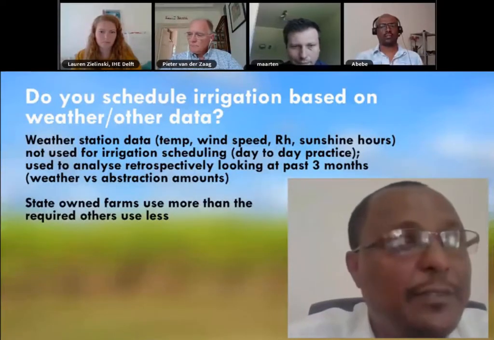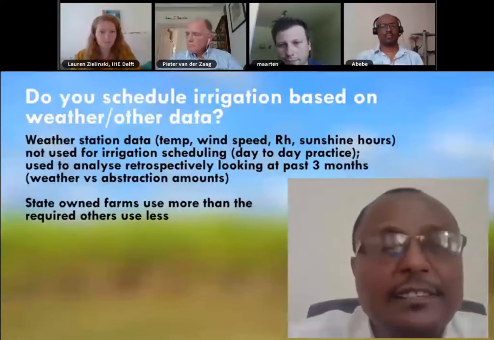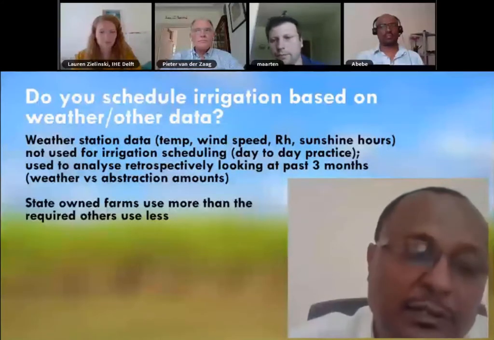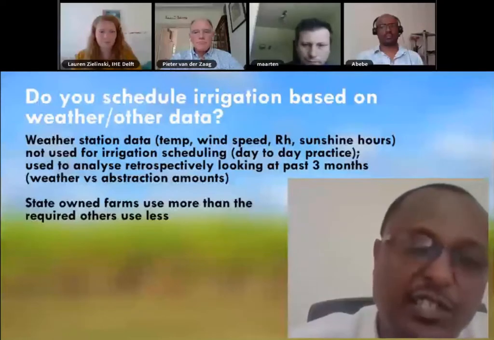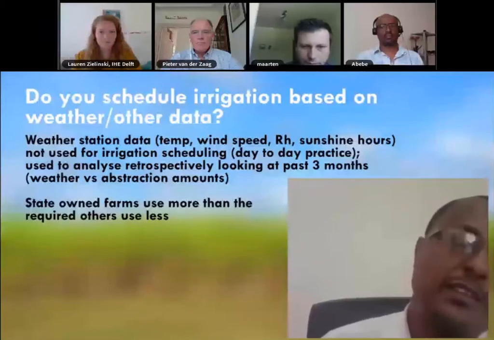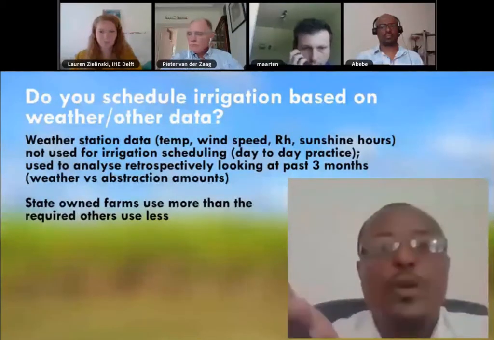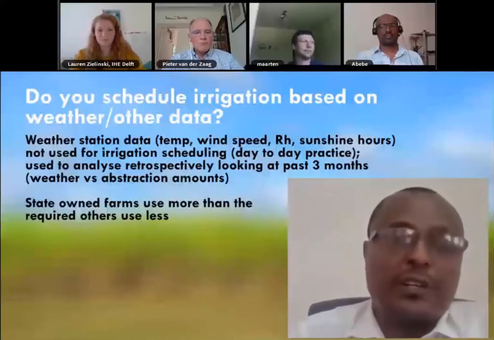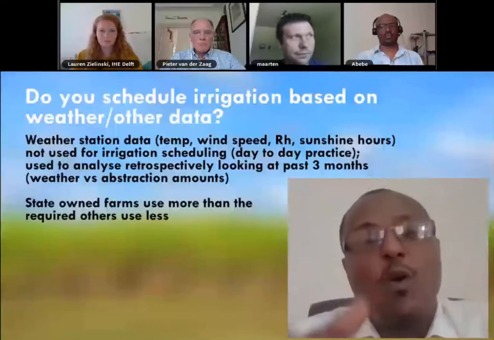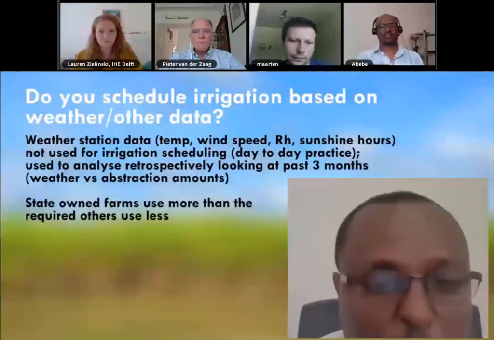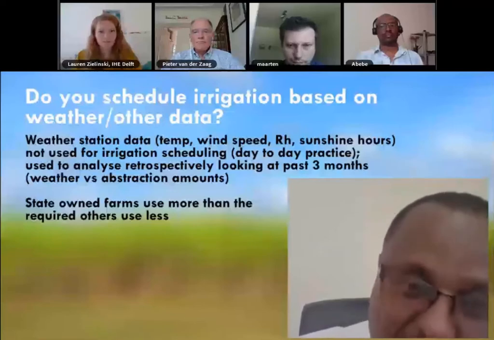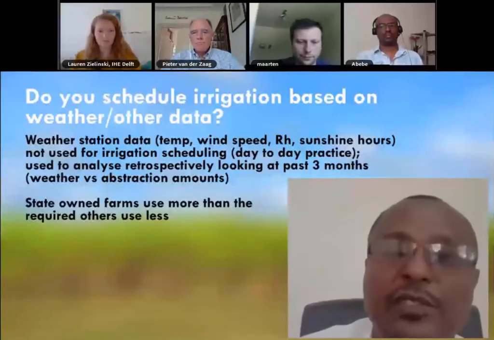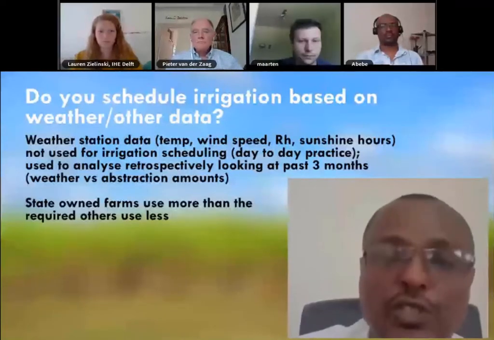Regarding water measuring activities, we are trying to measure the discharge amount of water from the Awash River only. In state-owned farms, we are measuring the amount of water that is discharged from Awash. And also the data is similar. Wangetiyo is also similar, Wolanchiti is also similar. So we are trying to compare, within a 3 month period, this amount of water. Are you applying the water according to the weather or not? We only compare this amount. Most probably the state-owned farm uses more water than required. The other farms use a lesser amount of water than required.